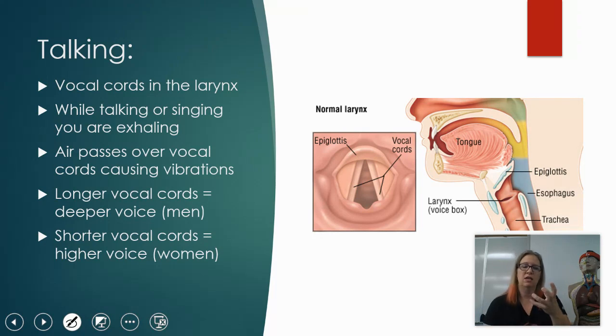Now you can change that. You can stretch your vocal cords and alter your voice with singing and with speaking, la la la. Try it yourself and you'll feel a lot of movement actually taking place in there, okay?